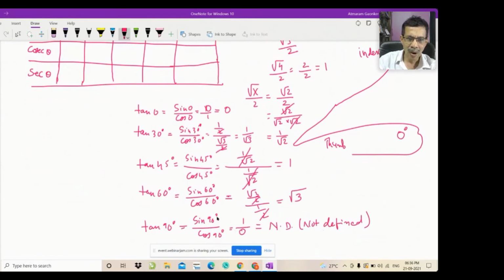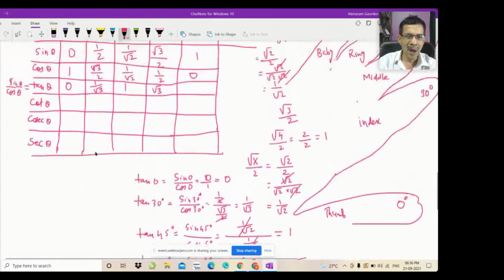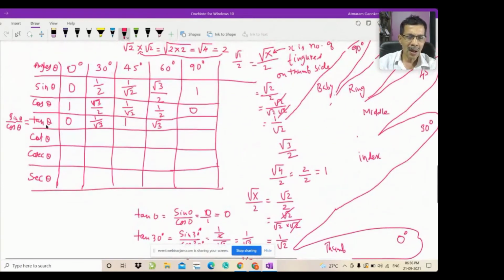And this is how you can verbally remember these values by knowing values of sine and cos. So you just take one value and divide by the other value. So tan theta is 0 upon 1, which is 0.